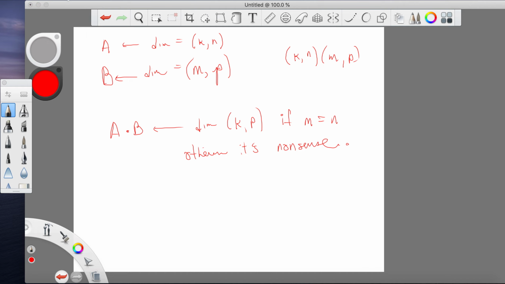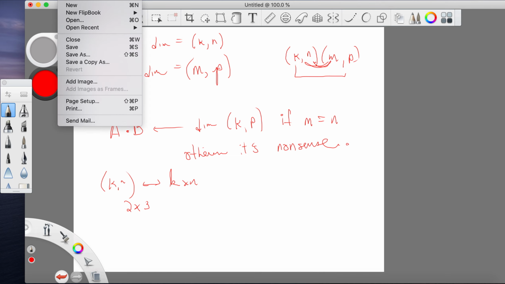Assuming the product is defined, you take the outer pieces. Otherwise, if these do not match, it's not defined. Sometimes, instead of writing, say, KN, we like to write K times N. So, for example, a 2 by 3 matrix, we could write as 2 times 3.